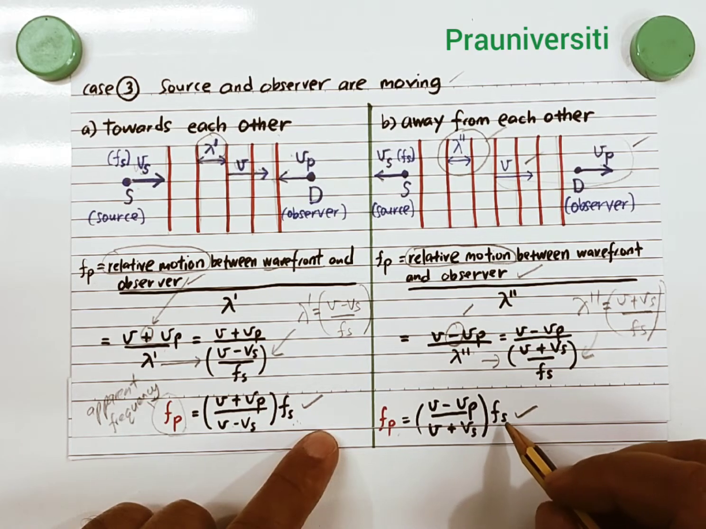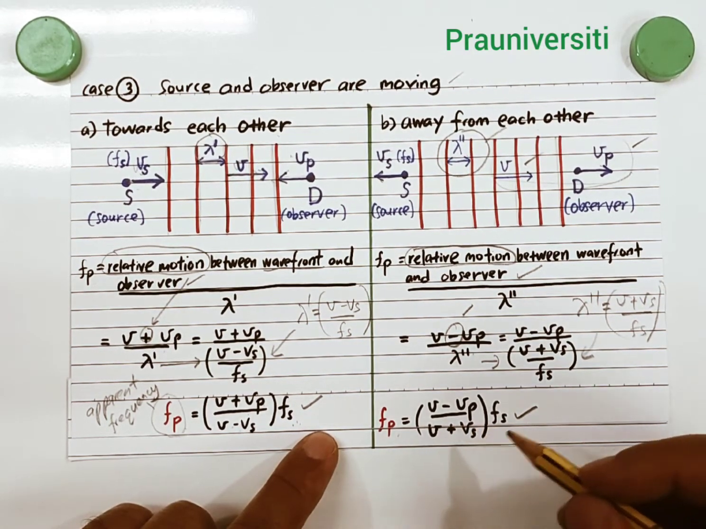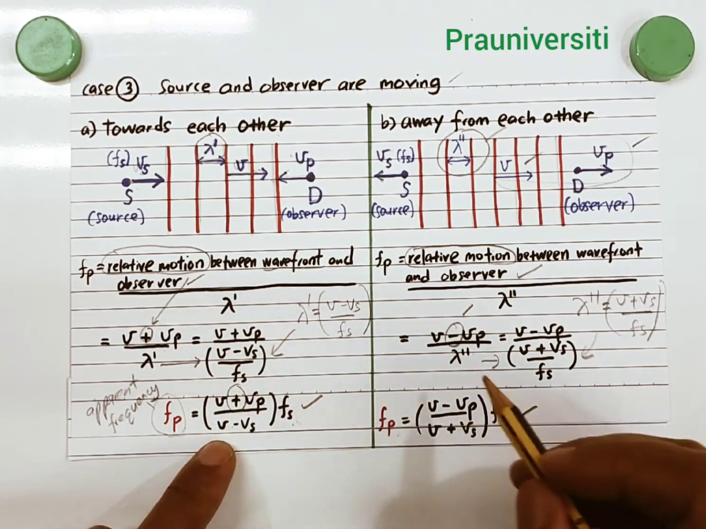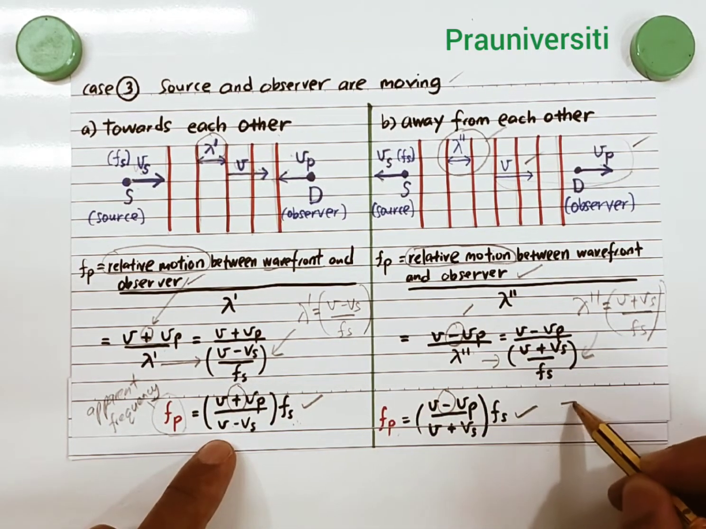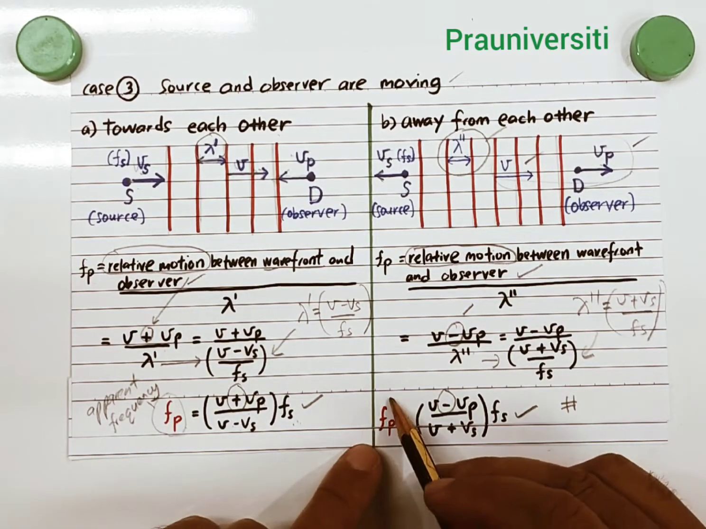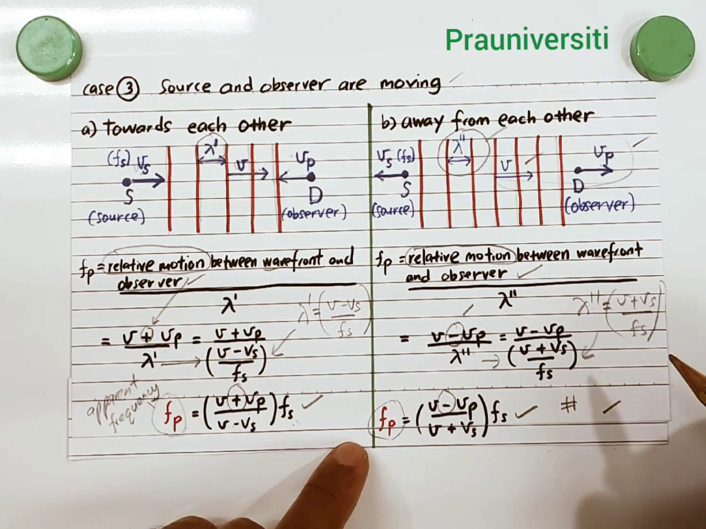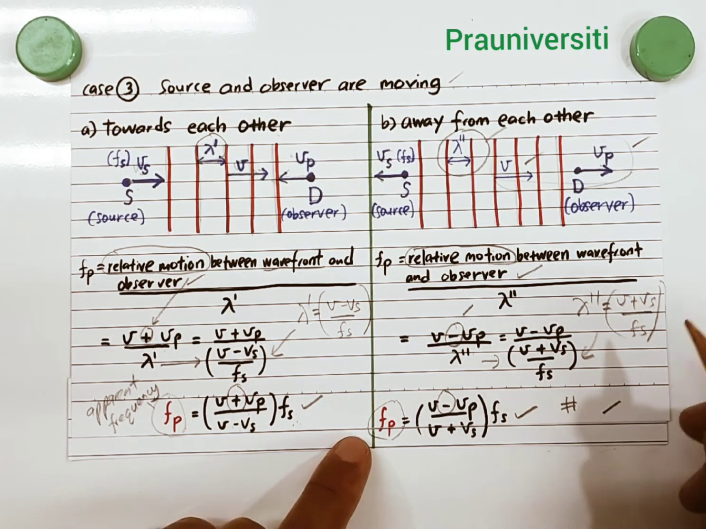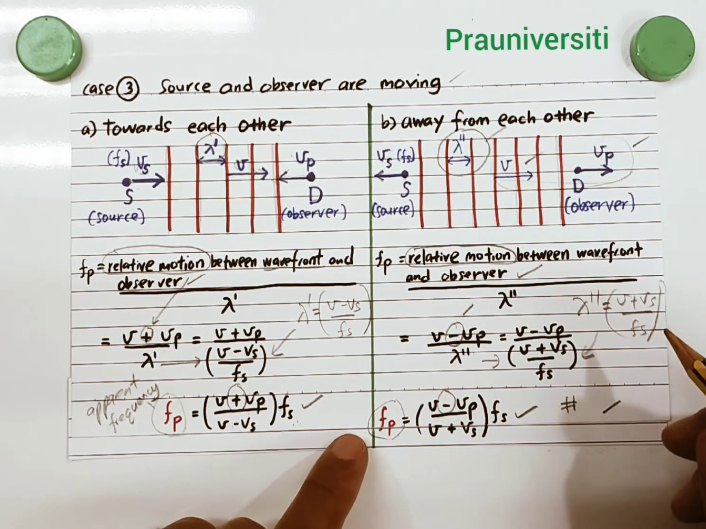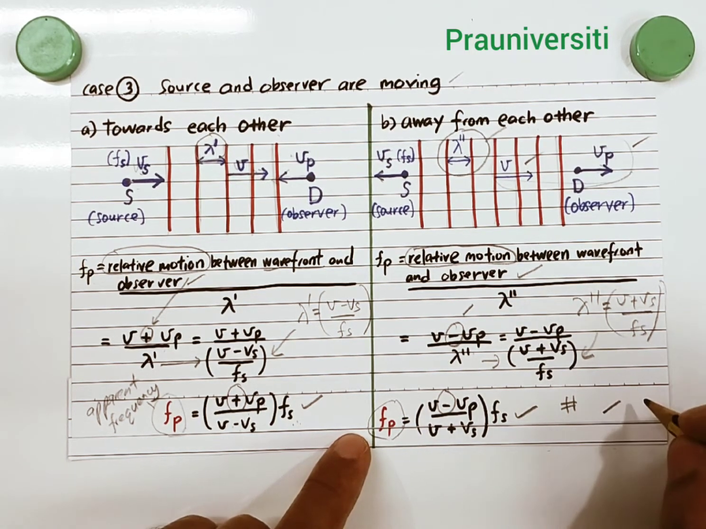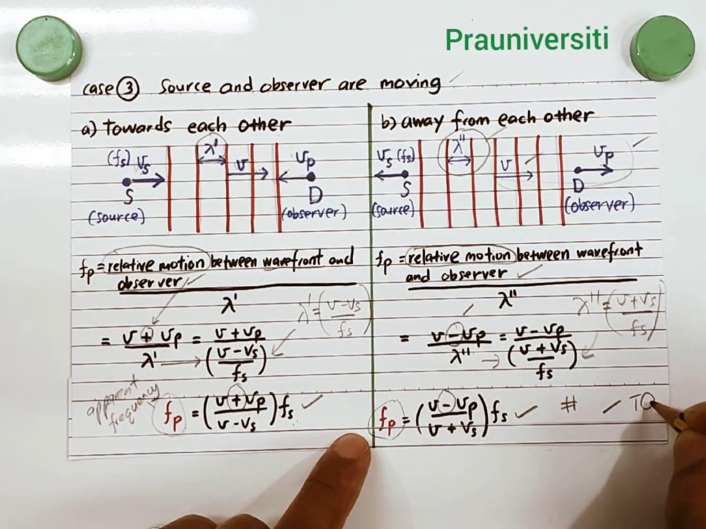By applying this equation, the difference is a positive here and a negative here, and then we can find the apparent frequency. That is case number 3. We have already covered case number 1, case number 2, and case number 3. I hope you understand how to find the apparent frequency in each case. Thank you.